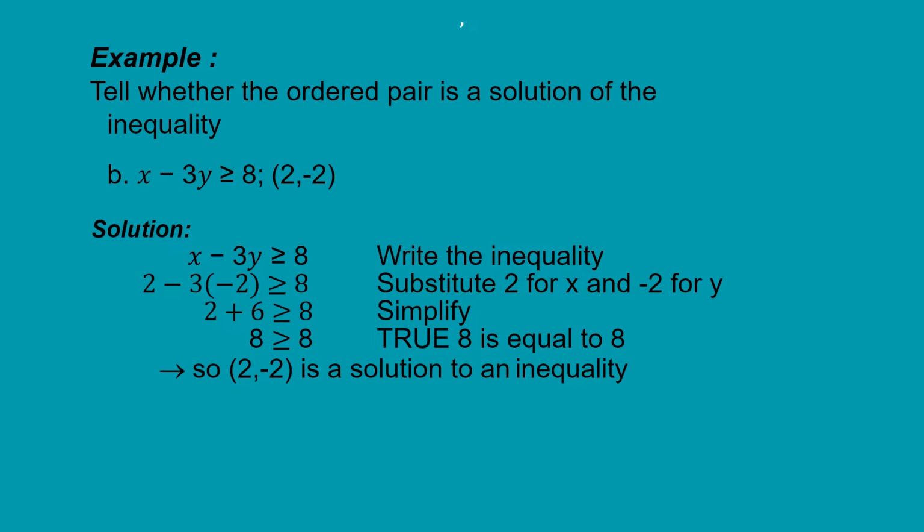Another inequality, we have x minus 3y is greater than or equal to 8. And the ordered pair, alamin natin kung ang ordered pair ba na 2 and negative 2 is the solution for this inequality. So we write the inequality here, x minus 3y is greater than or equal to 8. And we substitute 2 for x and negative 2 for y. And then 2 here, and we simplify 3 times negative 2 is positive 6 is greater than or equal to 8. And we simplify 2 plus 6 is equal to 8 is greater than or equal to 8.